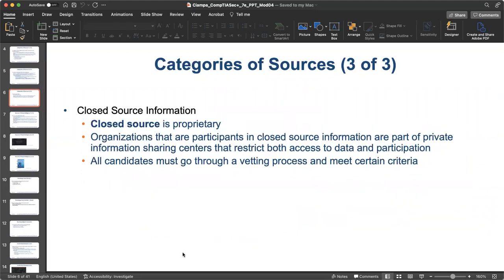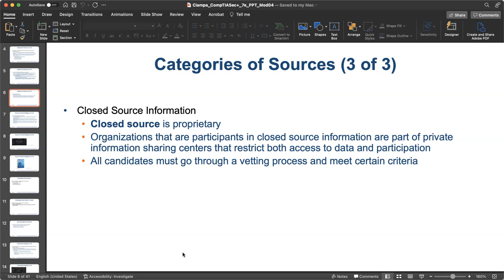So when it comes to closed source, basically we have the opposite of open source. It's proprietary, meaning it's owned by an entity that has an exclusive right to it. Organizations that are participants in closed source information are part of a private information sharing center. So we call them private information centers because nobody besides the members can have access to it, in contrast with the open source that we just reviewed. These restrict both access to the data and participation. So even the participation is restricted.